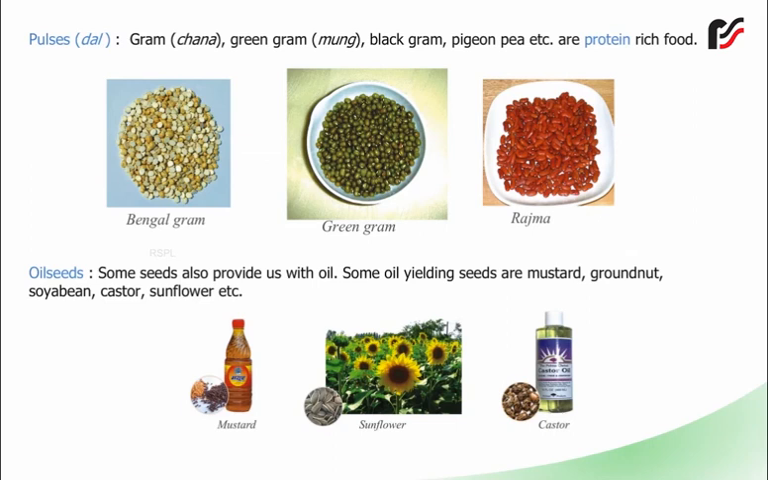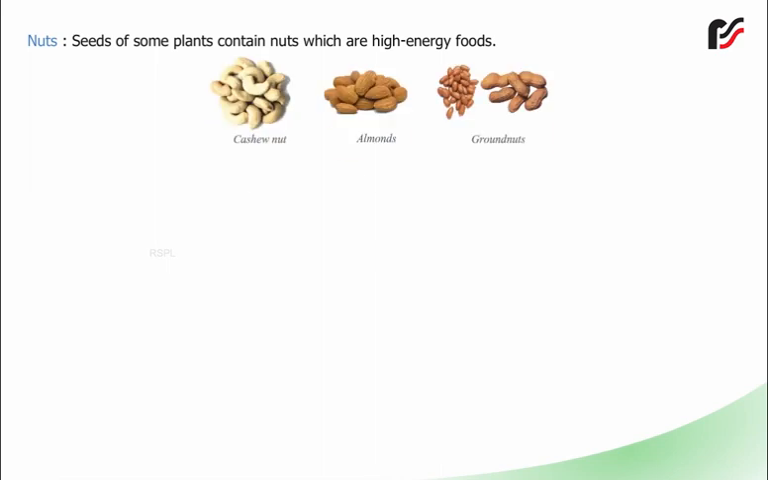Oil seeds. Some seeds also provide us with oil. Some oil-yielding seeds are mustard, groundnut, soya bean, castor, sunflower, etc. Nuts. Seeds of some plants contain nuts, which are high-energy food.